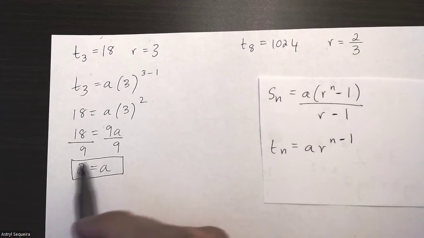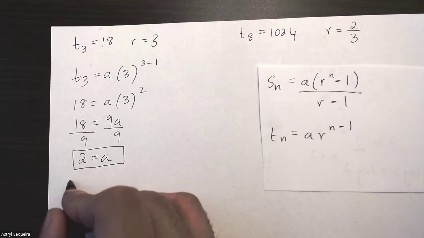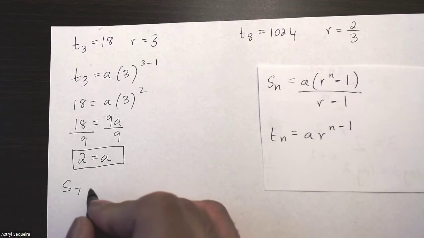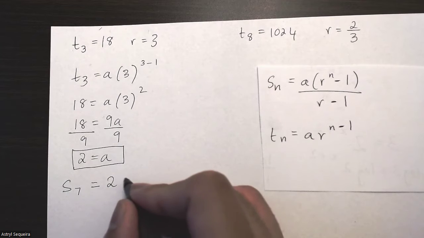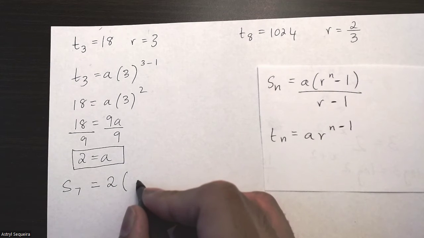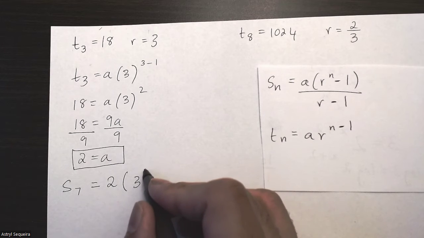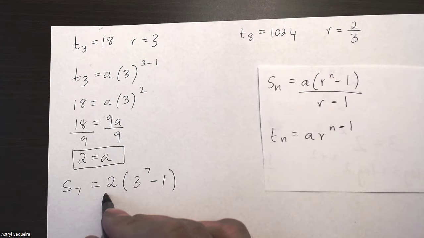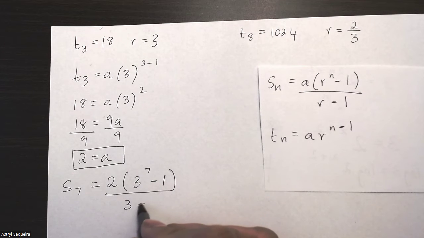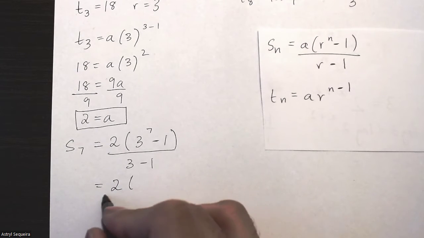Once I find the first term, then it's pretty easy. I can just use my sum equation. So I'm trying to find the sum of the first 7 terms. Know that my first term is 2. Know that my common ratio is 3. My n is just 7. And divided by 3 minus 1. Then it's just about doing this calculation.